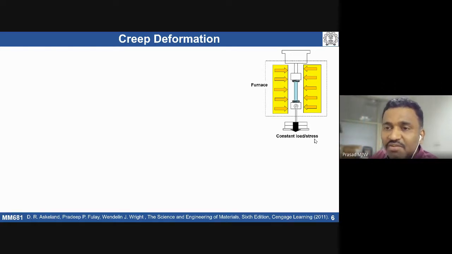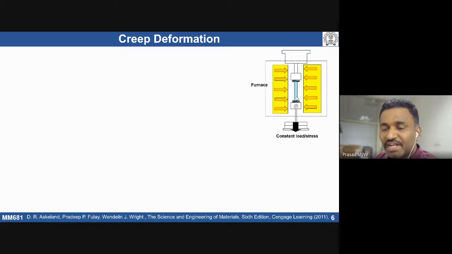Then what happens at that temperature and stress? We may see the specimen gets elongated with time. If I monitor the displacement or extension in the specimen as a function of time, that gives me raw data. I already know the gauge length I'm using. If I divide by the gauge length, I get the strain. Am I right? So strain versus time.